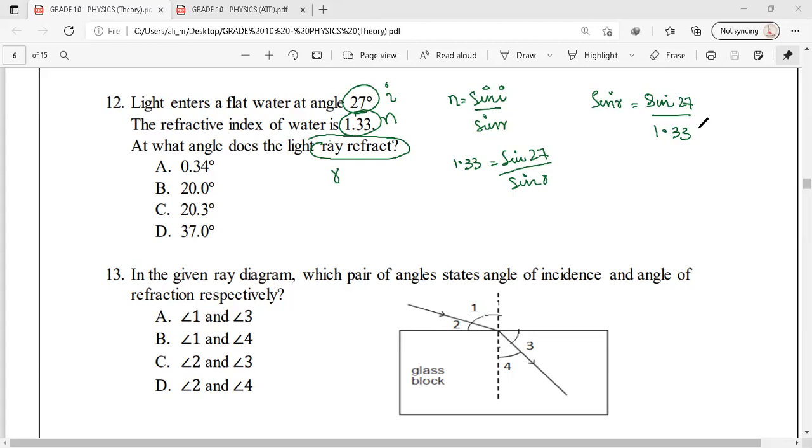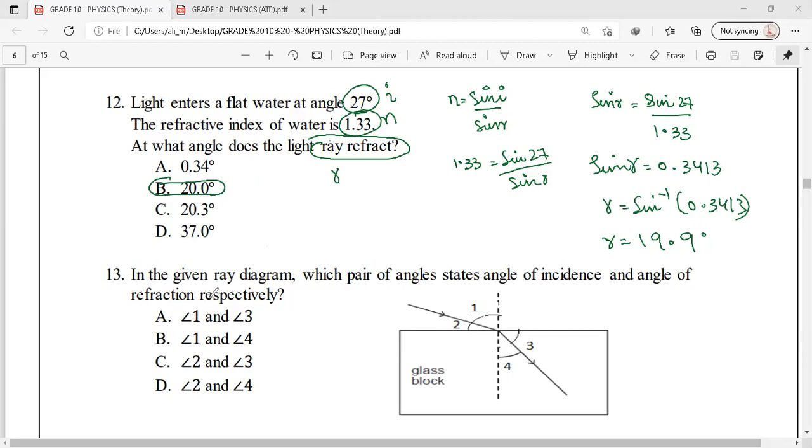We would get 0.3413. So the value of sine 27 is divided by 1.33. For finding the value of r from this relation, r would be equal to sine inverse of 0.3413. By taking the sine inverse of this, we will get 19.9 degrees. So option B will be the right answer.